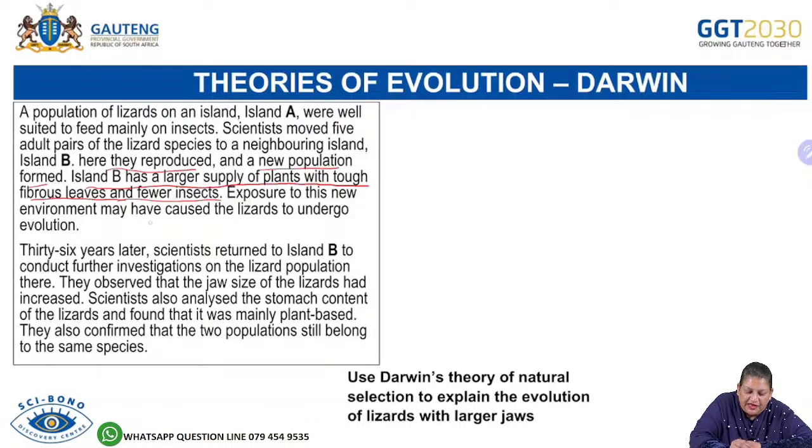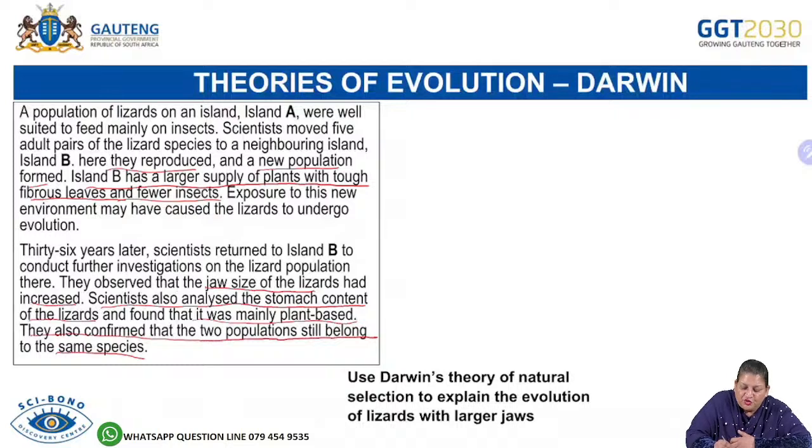Exposure to this new environment may have caused the lizards to undergo evolution. Now these lizards that used to like eating insects, maybe their jaws were very small to eat insects, but now suddenly they are put into a place where there are big fibrous, meaning tough, plants. Okay. 36 years later, scientists returned to island B to conduct further investigations on the lizard population. They observed that the jaw size of the lizards had increased. Scientists also analyzed the stomach content of the lizards and found it was plant-based. They confirmed that the two populations still belong to the same species. They belong to the same species, but there are changes in their jaw, just like the finches.